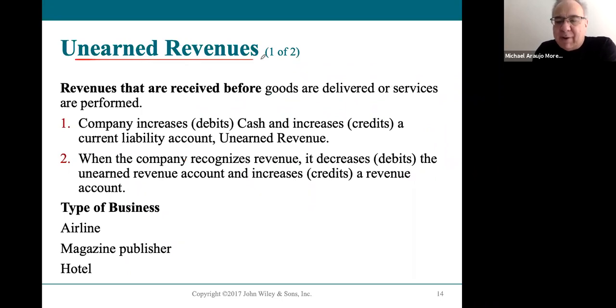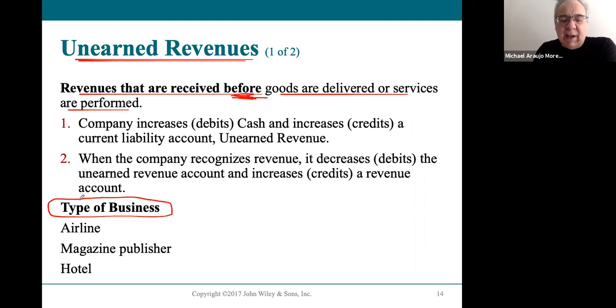We're very familiar with unearned revenue. You've been exposed to it since chapter 1. It's a very, very important account because it affects so many businesses. And again, just to remember that the customer is paying you up front, right? So you are collecting revenue before you deliver the goods or perform the service. So that's why it's a liability, right? Because you owe the customer whatever they paid for. So that's very important, and it affects tons of different types of businesses.